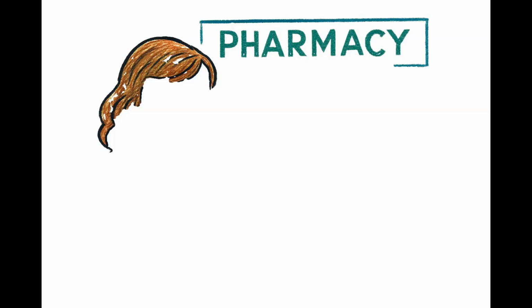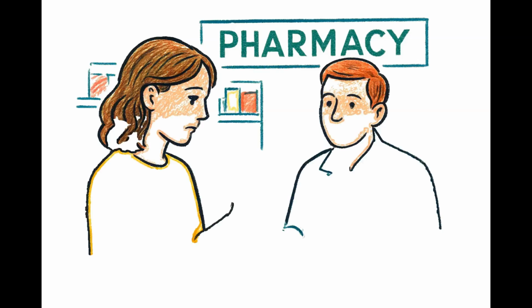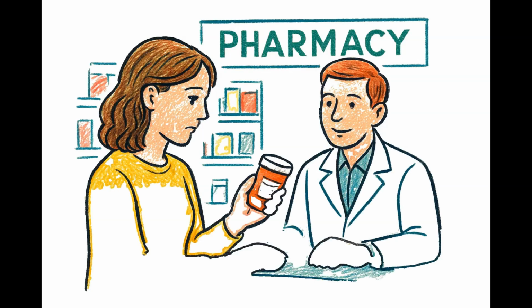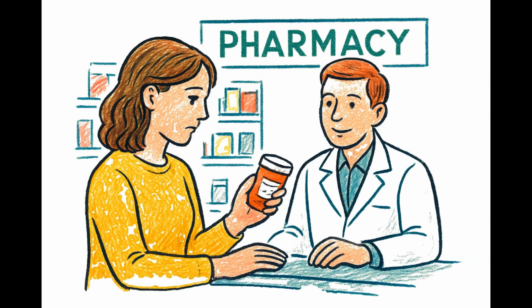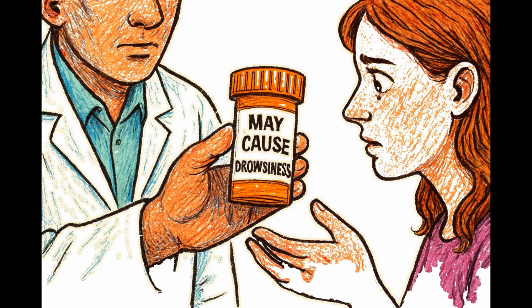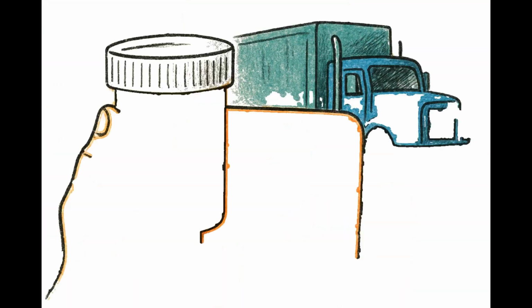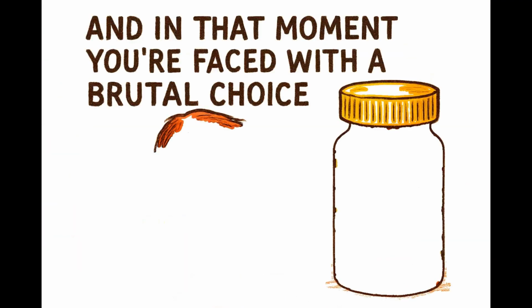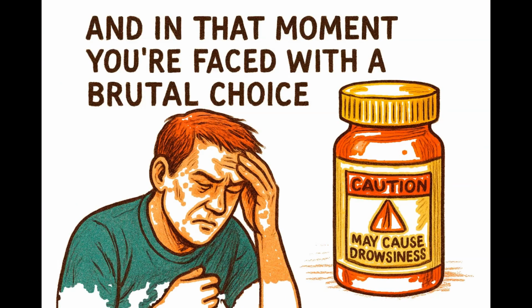You're standing at the pharmacy counter picking up a prescription your doctor gave you for chronic pain, or maybe for the anxiety that keeps you up at night. The pharmacist hands you the bottle, and your eyes catch the warning label: may cause drowsiness, do not operate heavy machinery. And in that moment, you're faced with a brutal choice.